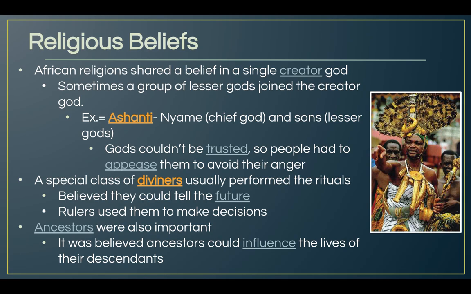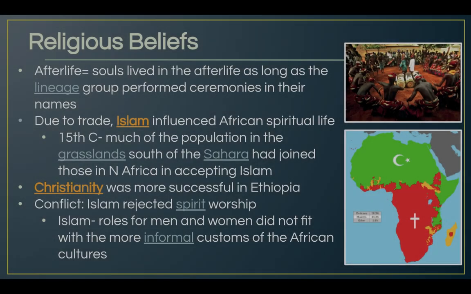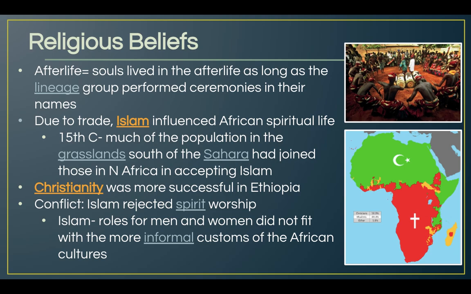And then ancestors are also important. It was believed that the ancestors could actually influence the lives of their descendants, which is something we see in a lot of the Asian religions. Like in Japan, for example, ancestors can help influence your life. As for the afterlife, the souls lived in the afterlife as long as the lineage group performed ceremonies in their names. This is a similar situation to what we see in Mexico with the Day of the Dead. If any of you have seen the movie Coco, you might be able to relate to this.